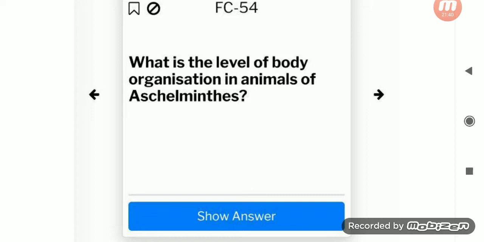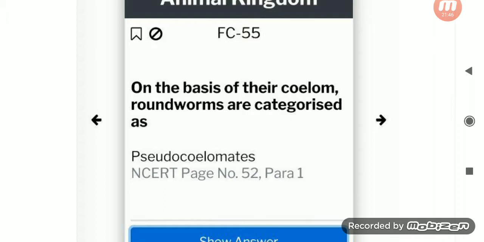On the basis of their coelom, roundworms are categorized as pseudocoelomates.